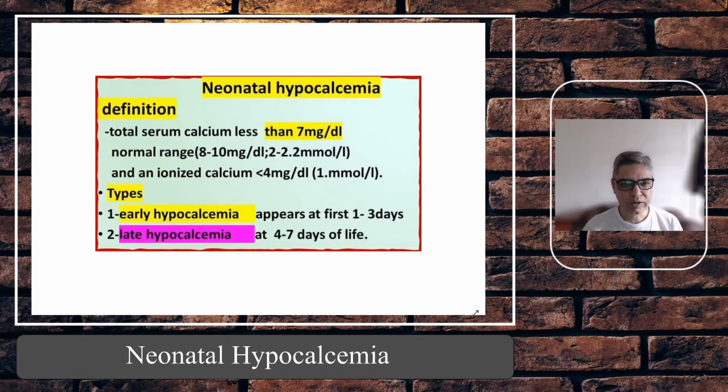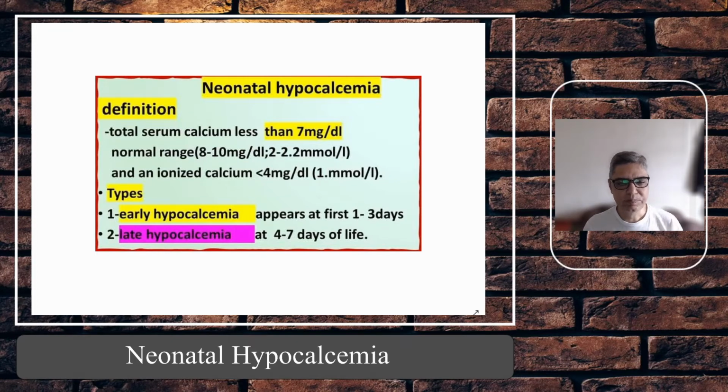The definition of neonatal hypocalcemia is when the total serum calcium in a neonate is less than 7 milligrams per deciliter. But keep in mind that the normal calcium level in neonates is in the range of 8 to 10 milligrams per deciliter. If you are in the UK, you will be familiar with the millimole system, and in the millimole system, converting 8 to 10 milligrams per deciliter comes out to somewhere between 2 to 2.2 millimoles per liter. So in other words, if the total serum calcium is less than 7 milligrams, or less than 1.8 millimoles per liter, then that would be defined as neonatal hypocalcemia.